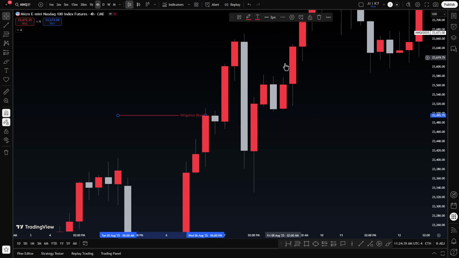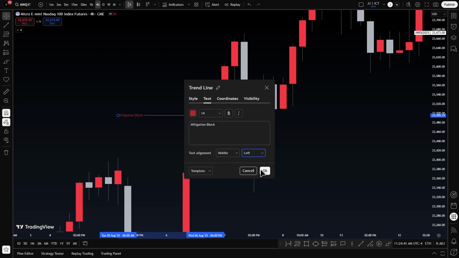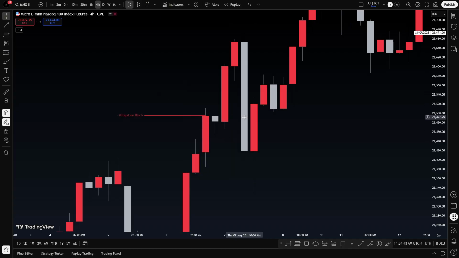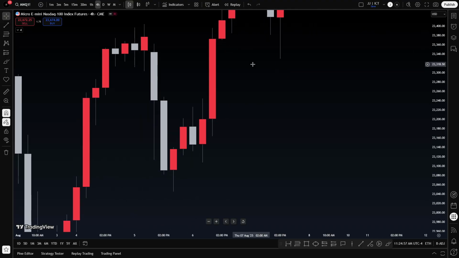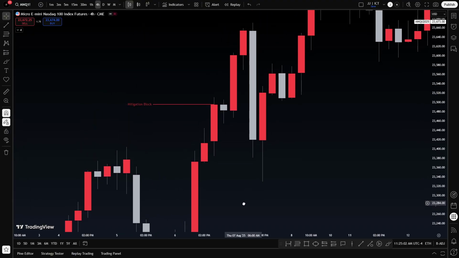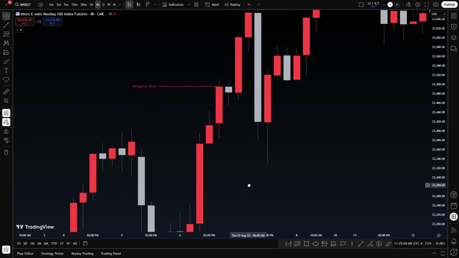Can I move that to the left side? Yeah, there we go, the left side. So this would be the mitigation block. Now the disrespect. Let me try to explain this in a very simple way. If price does not create a swing, breaking the deepest candle's low, which it did here, like how this one did, if it really didn't come down and create an entire swing lower.